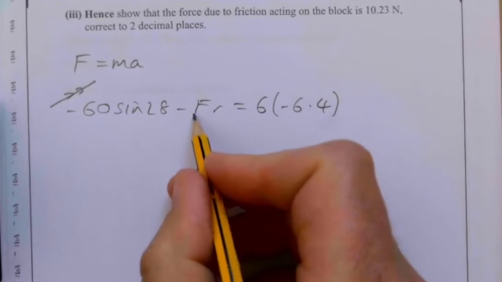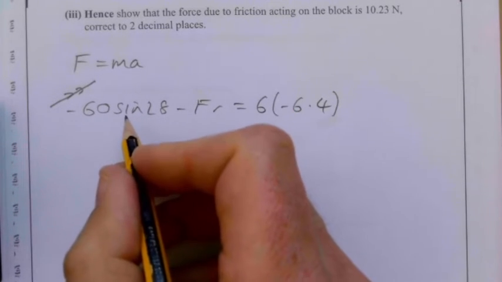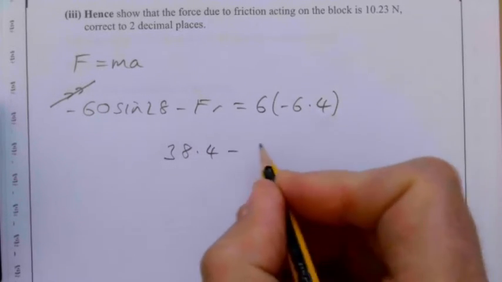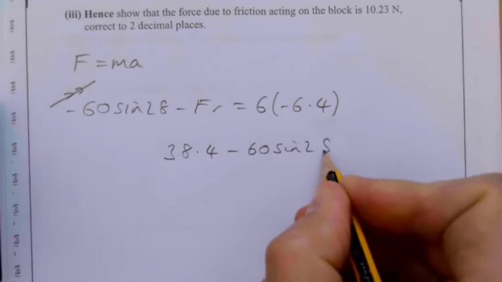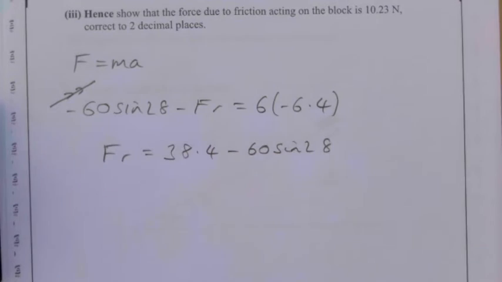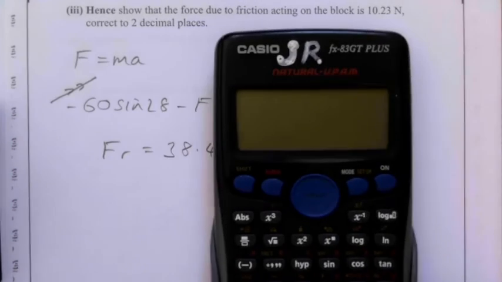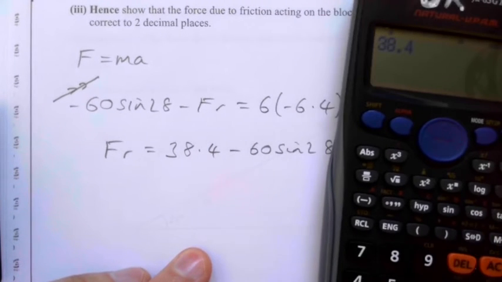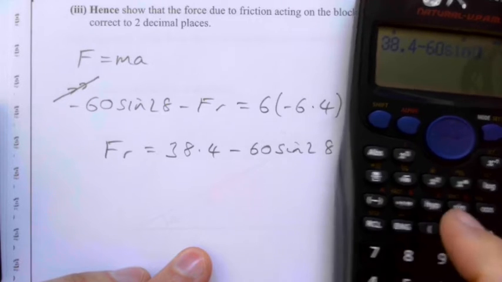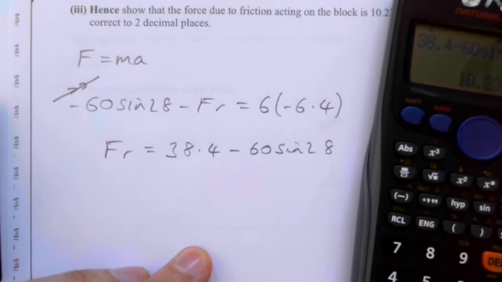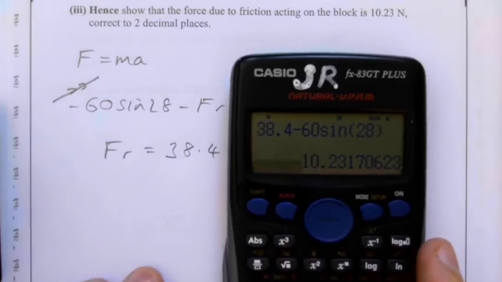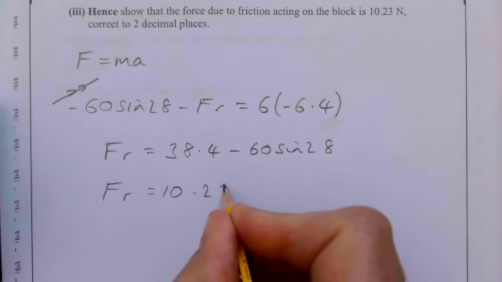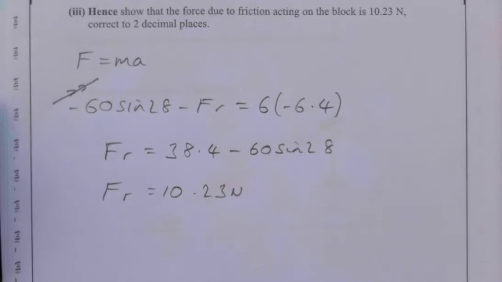So for our friction, I would take this over to this side and this over to this side. 6 times 6.4 is going to be 38.4, take away 60 sine 28, and that's our frictional force. Hopefully you're okay with the rearranging there. And then if we go 38.4, take away 60 sine 28, it gives us 10.23, which is obviously what we wanted. It was good of them to give us that value. So friction then is 10.23 newtons.